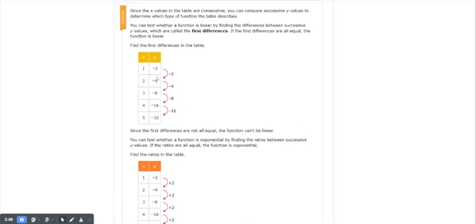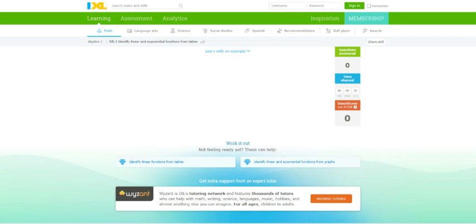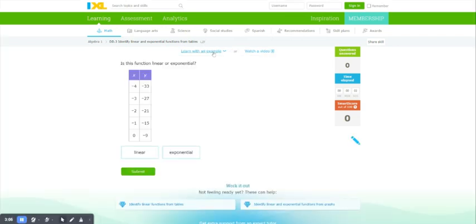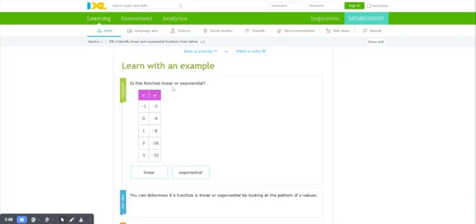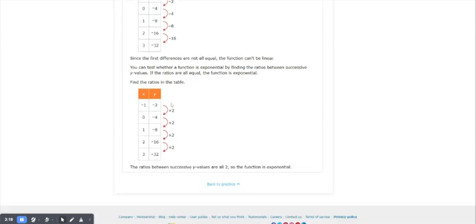And first they tried to see if it was repeated addition, and since it wasn't linear, because it wasn't repeated addition in the y column, they tried repeated multiplication and that worked. So they knew it was exponential. I'm going to go ahead and refresh this page and look at another example. So learn from an example again. And we're looking at this one. So this one, again, it looks like repeated multiplication, right? So again, they tried to see if it was repeated addition. It wasn't. So they tried repeated multiplication and that worked. So this one would be exponential.